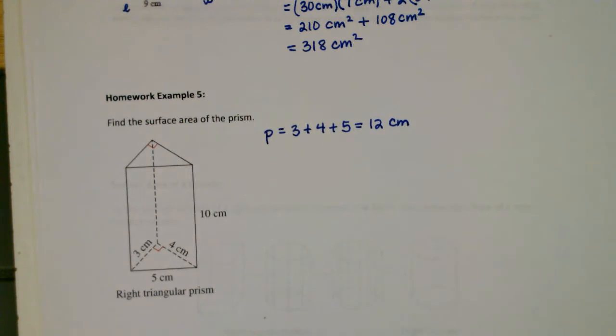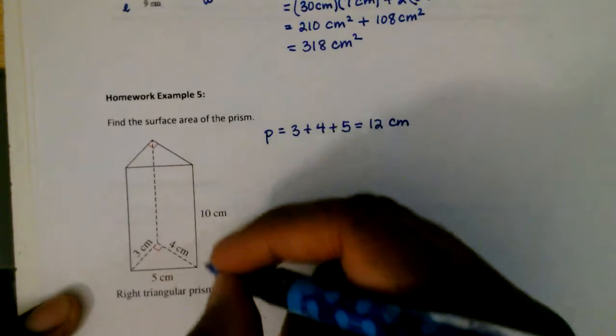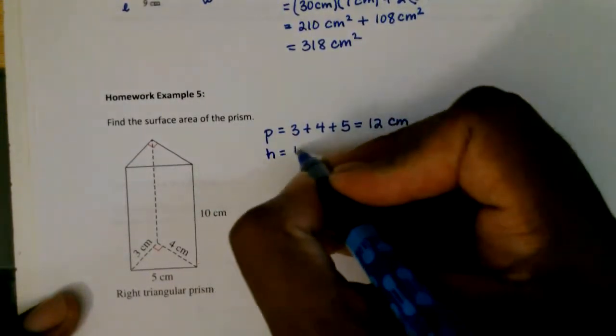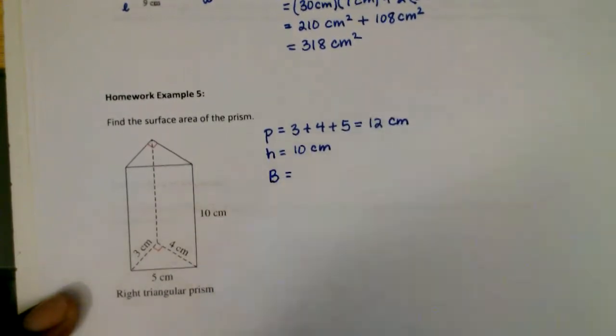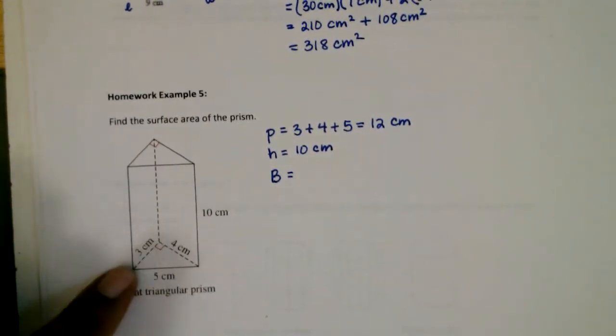And then next, I'm going to identify the height. So here's the height right here going straight up and down. That's 10 centimeters. So the height is 10 centimeters. And then this time the base. The base is a triangle. The base on this prism is in the form of a triangle.